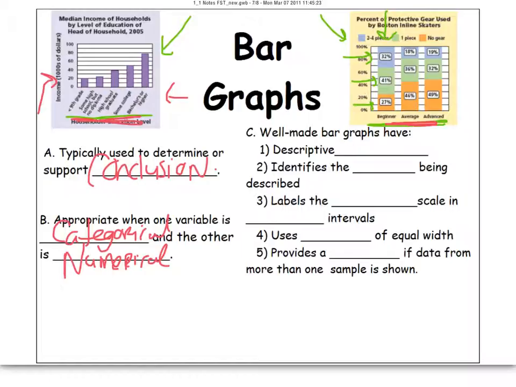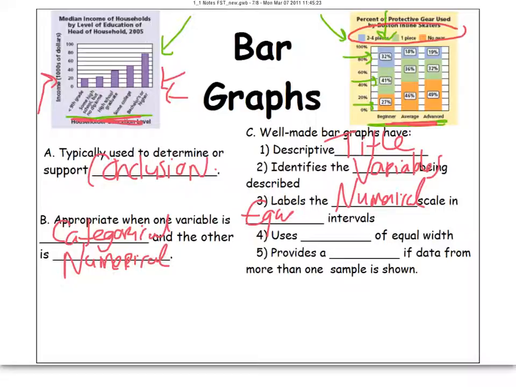Now, to make them, just some things to keep in mind. First thing is make sure you have a descriptive title. Second, you want to identify the variables being described. You're going to see in the stacked bar graph, they identify the variables right there. In here, they do identify the variables down in the x-axis. Third, you're going to label the numerical scale. And you're going to do that in equal intervals. You're going to notice here that they do, for example, on these percentages, they count by tens on every line, but they've labeled them by 20s.